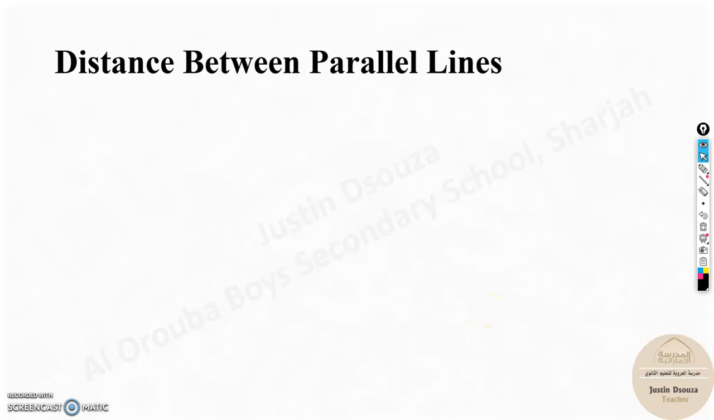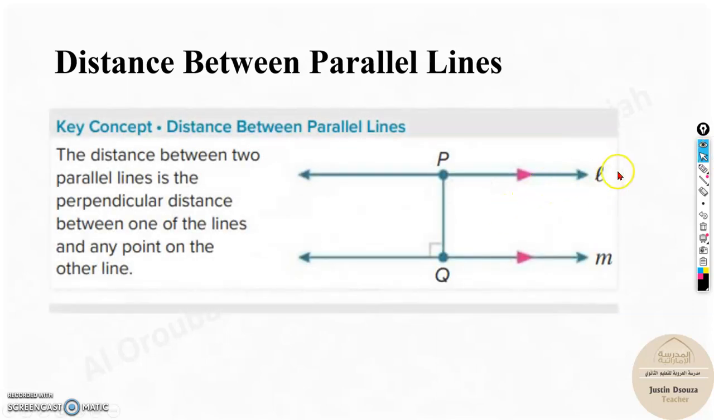Now we will see how we can find the distance between parallel lines. You can see over here L and M are parallel lines. How do we find the exact distance between them? You need to consider any of these lines. It's up to you. I will choose this line M.